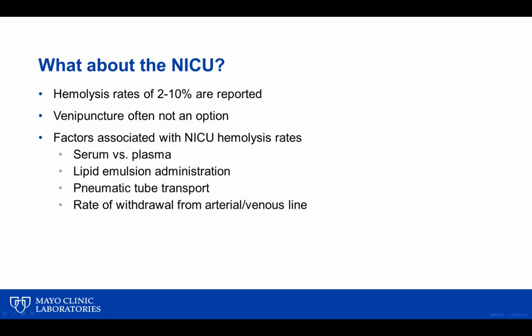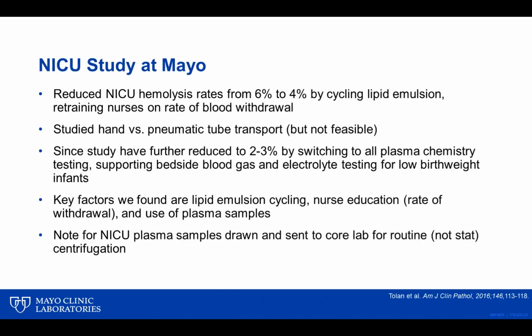The first is serum versus plasma, whether or not that patient is having a lipid emulsion administered, and how that sample is transported. Is it transported using a pneumatic tube system? And then also, as I mentioned, the rate of withdrawal from the arterial or venous line. So how do we know these factors are important?